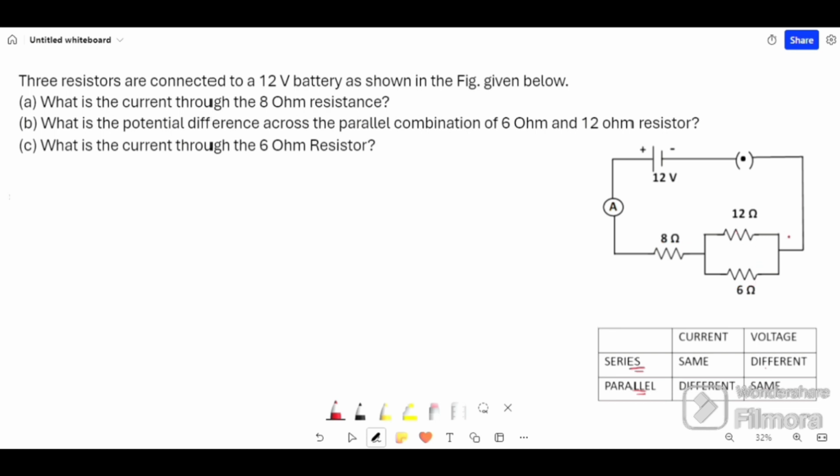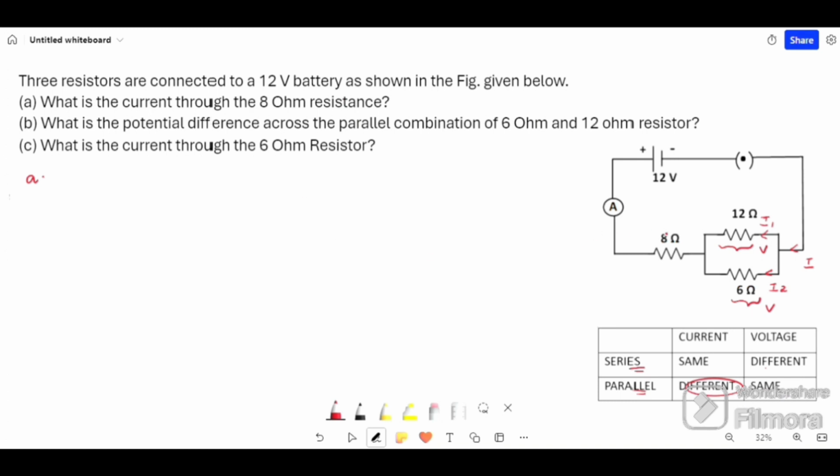For example, consider these two resistors which are connected in parallel. As we know that current I has two paths, it will split into I1 and I2. Current is different across the resistors connected in parallel. So, it means current is different. But voltage will be same across these two resistors. That is V1 and here also it will be V1, or V. This is the actual meaning of this table. Now let's solve the question.